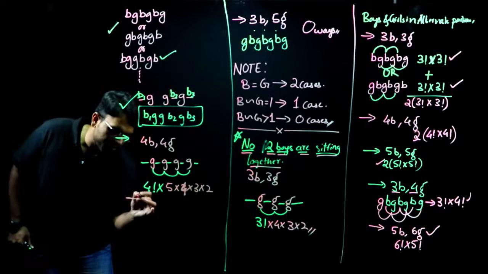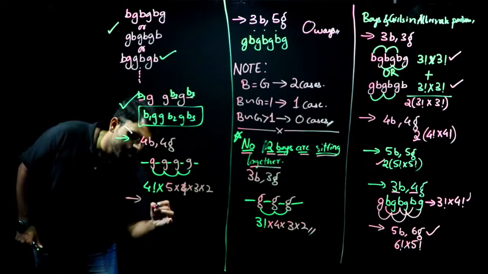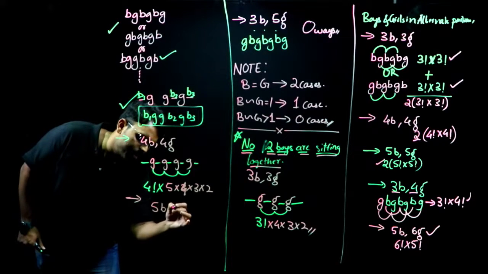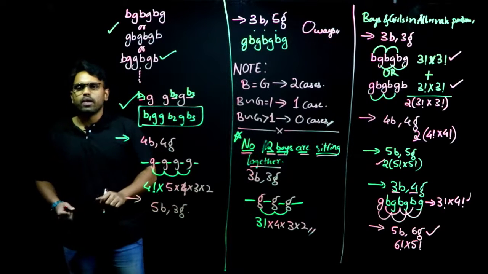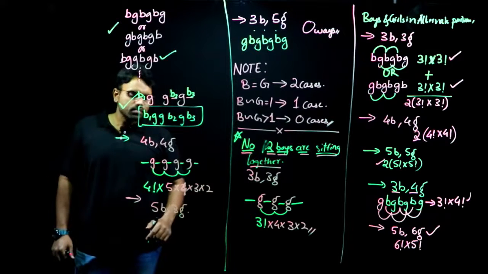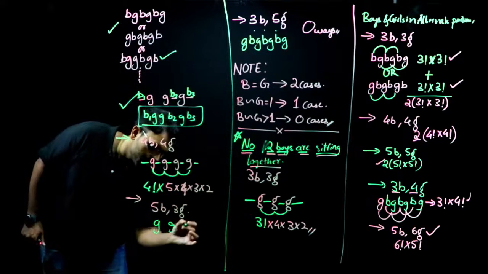Yes? Now if I ask my question something like this: if there are, let's say, 5 boys and 3 girls, what will you do? Now, start thinking. Girl, girl, girl.